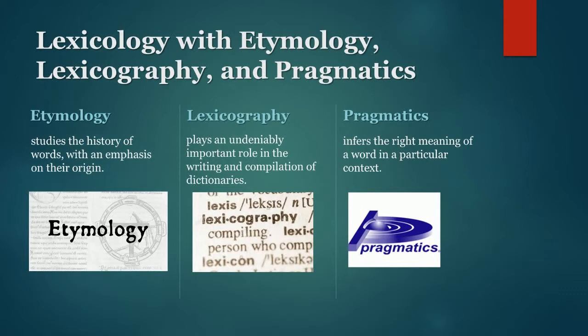Etymology studies the history of words, with an emphasis on their origin, while lexicography, which Jackson, 1988, considers applied lexicology, plays an undeniably important role in the writing and compilation of dictionaries. Pragmatics goes beyond the surface level of words and teaches us, for example, how to infer the right meaning of a word in a particular context.